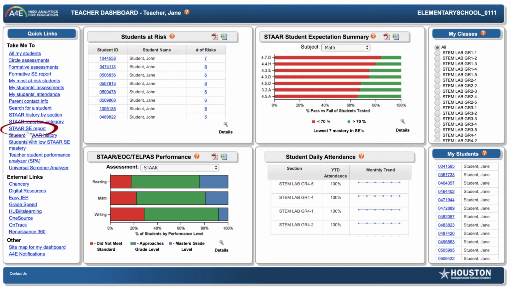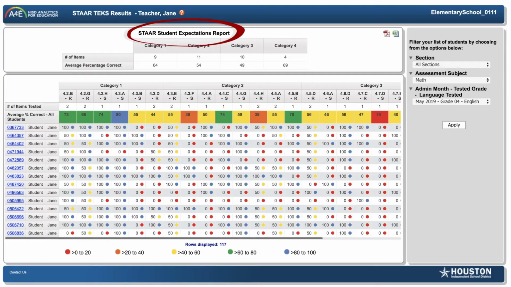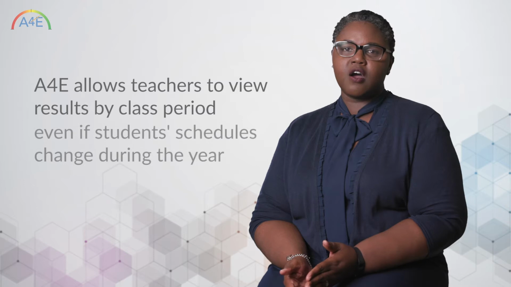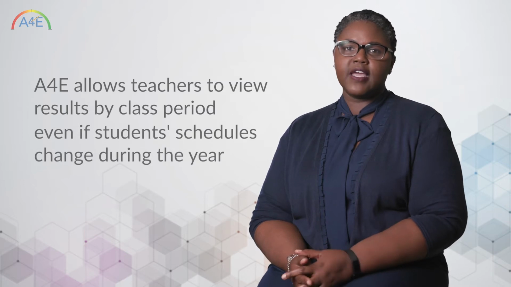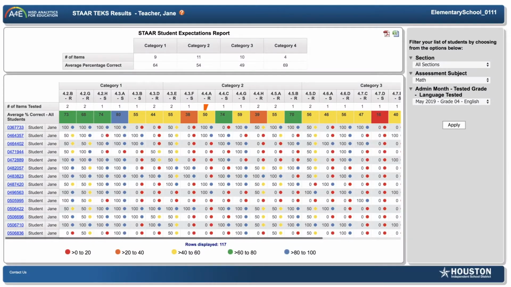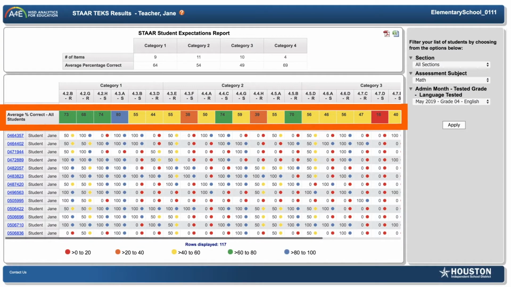At the beginning of the school year, the STAAR Student Expectation Report is one of the ones that I like to start with, especially knowing now that it will allow teachers to look by class period. And I love that it does that because no matter who the kids are, even once schedules are changed, when they are entered into the teacher's classroom, it actually calculates the class average.